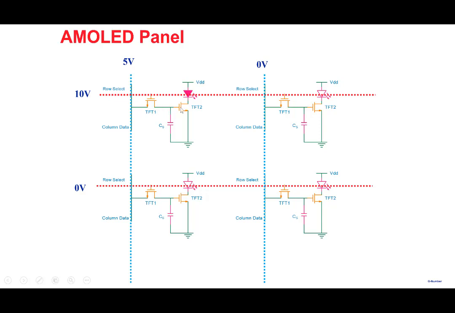Now this 5 volts goes to the gate here. And we've discussed the operation of a MOSFET. This 5 volts will cause a current to flow here, and the LED will light up.